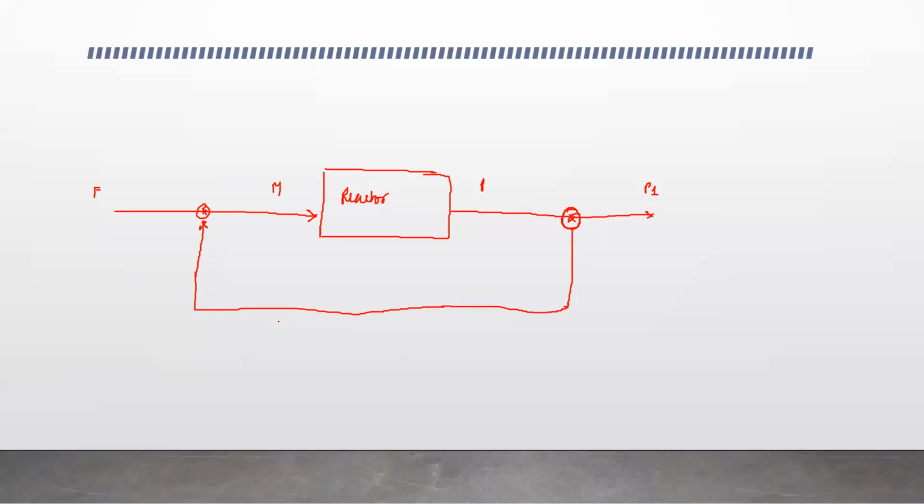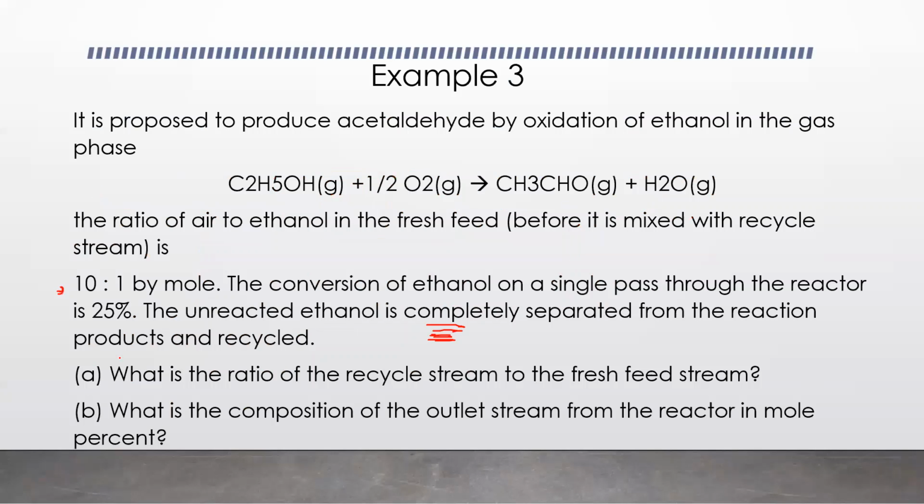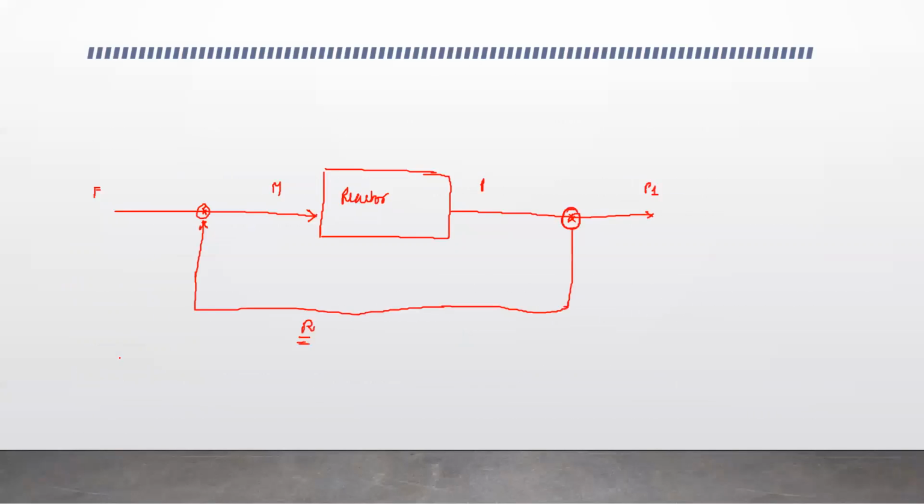So that is there, and this is R. Okay. So that is my block diagram. Okay. So what we are going to take, we have a ratio of air to ethanol in fresh feed. Over here, it is 10:1. So we are going to take our basis.